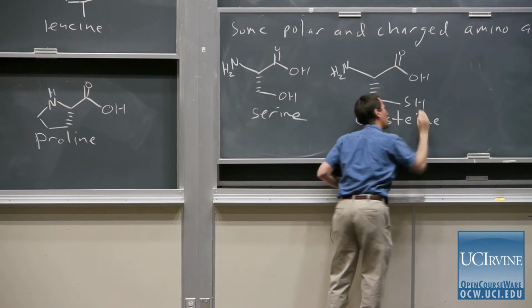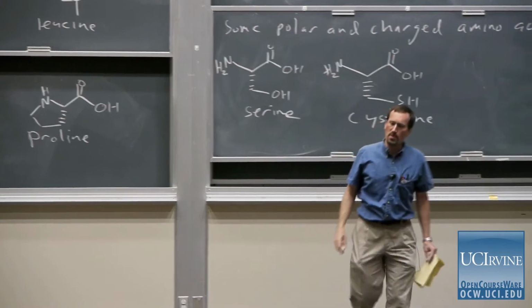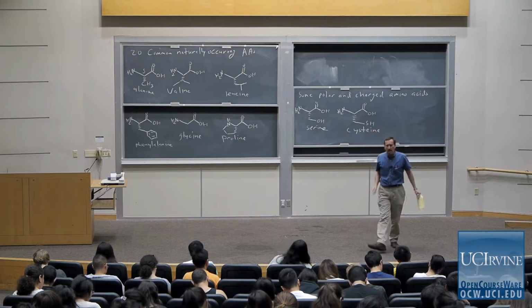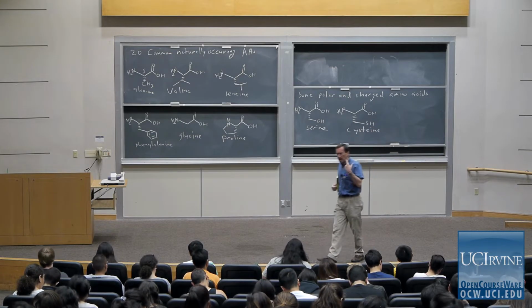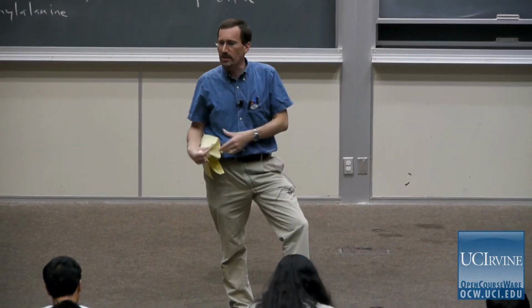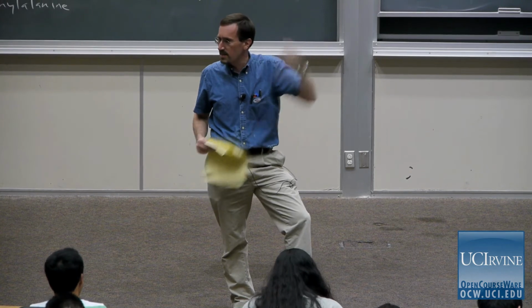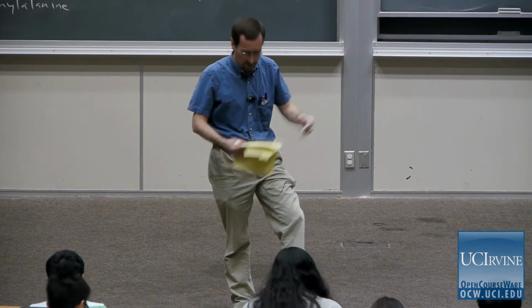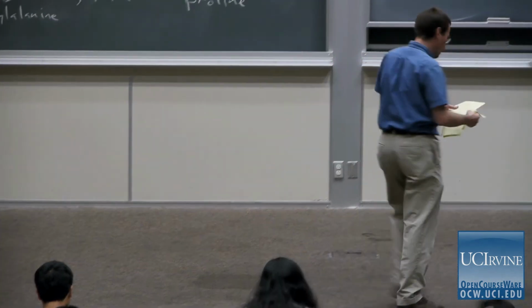is just like serine, but it has a thiol group. It has a sulfhydryl group. And thiol groups oxidize very well. They oxidize very easily and form disulfide cross-links. And so this ends up, as I mentioned before, with hair and so forth, giving structure to proteins.